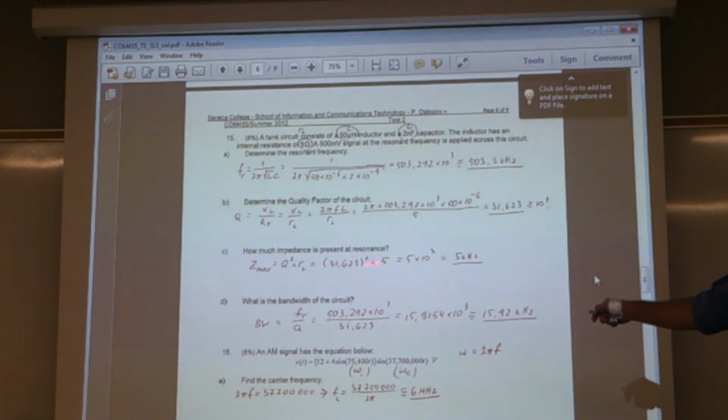The unit is ohms. Yes, of course it has to be ohms. Kilo ohms? I was just going to say that. My bad. Obviously, ohms. What is the bandwidth? Again, you have a Q, you have your resonant frequency, you put it here, and you get the unit.